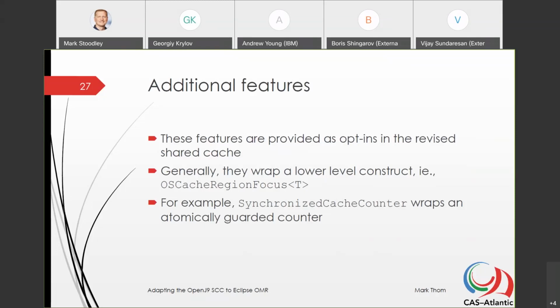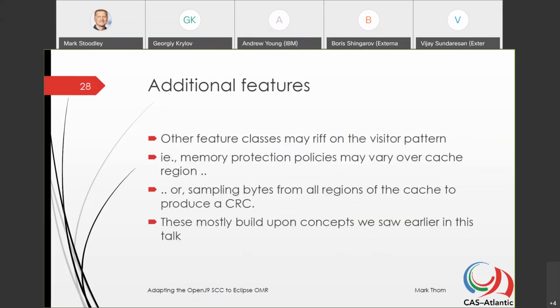So synchronized cache counter just wraps an atomically guarded counter somewhere in the cache. It does that by wrapping the counter up in a focus object, and then it either increments or decrements the count atomically using the OMR port library. But generally, how it does that, for instance the exact means of the atomic synchronization, is just hidden away within the cache. It's not exposed directly at the caller level. So it's really just more about convenience than anything.